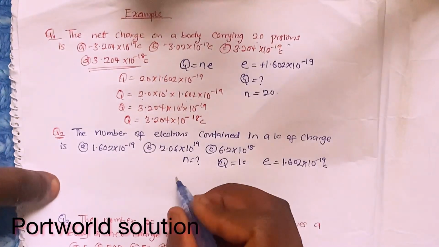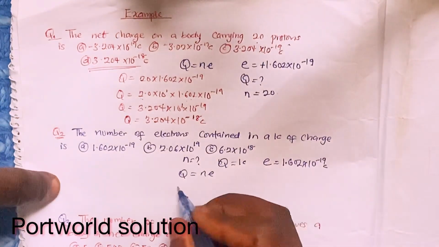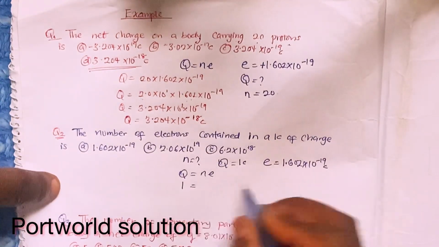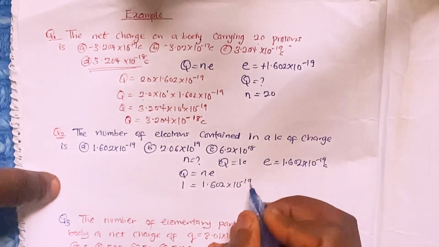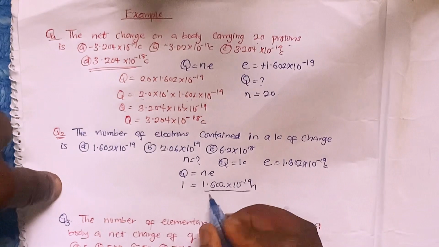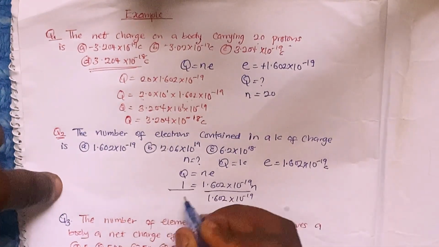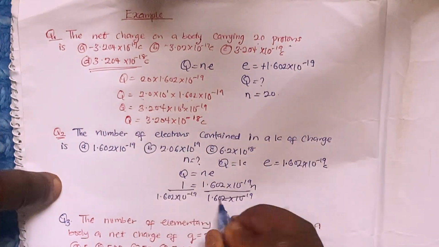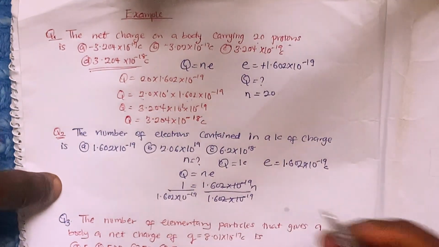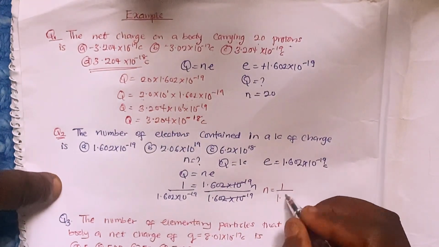Then just go and do Q equals Ne, right? You recall the formula, your Q is 1, equals 1.602 times 10 to the power minus 19 times N. Then divide both sides by 1.602 times 10 to the power minus 19. This cancels this out, right? So what do we have here? We are going to have our N equals 1 over 1.602, right?